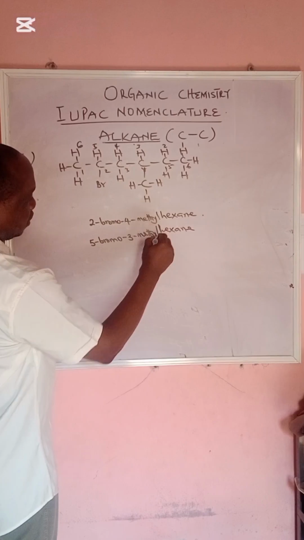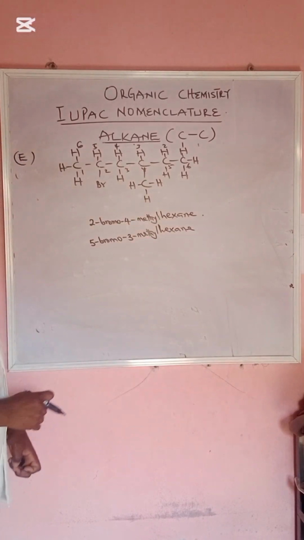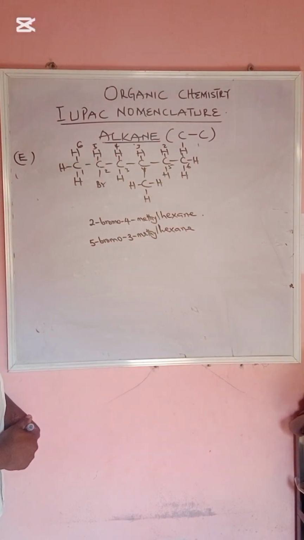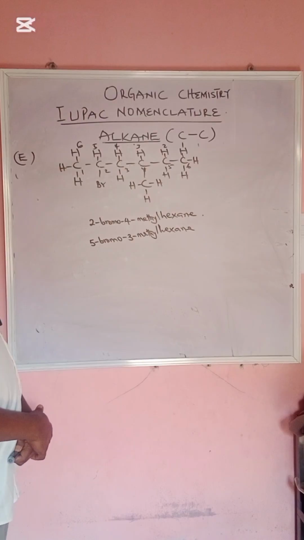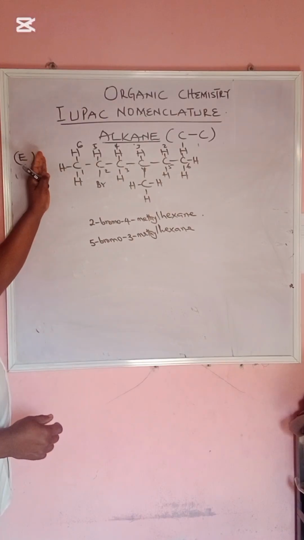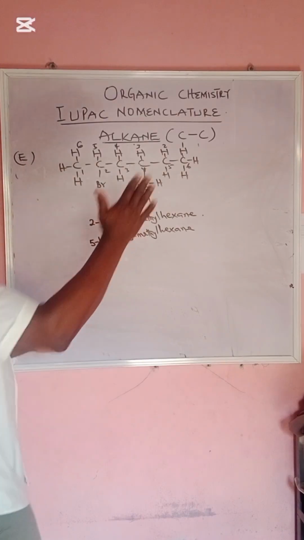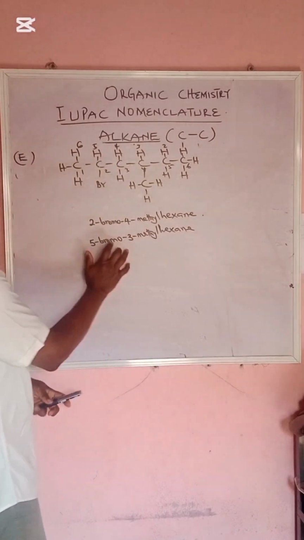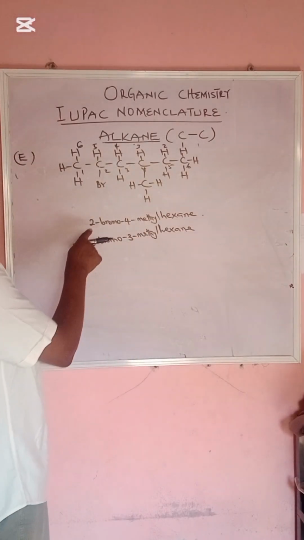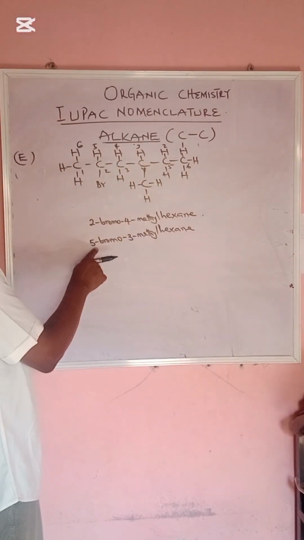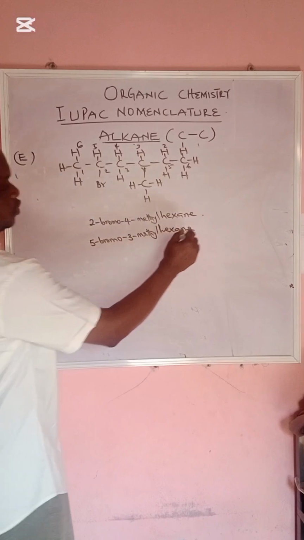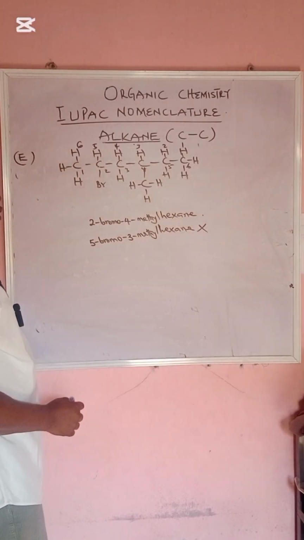Which one is the correct one? I've counted from left to right, I've gotten this. Then from right to left, I've gotten this. So you have to consider the numbers. 2 plus 4, that is 6. 5 plus 3, that is 8. So this one is wrong, take the lower number. So this is the correct answer. Take note of that. E.